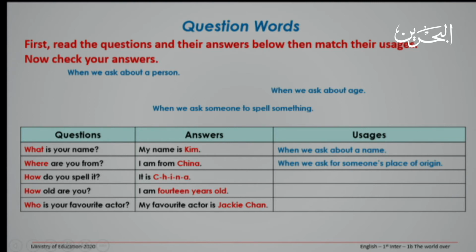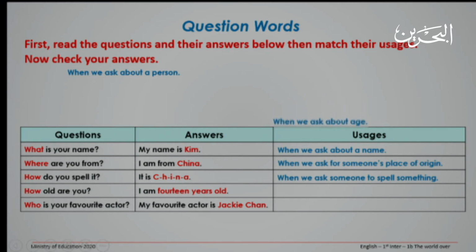For the third one, how do you spell it? The answer is it is C-H-I-N-A. So the answer for this question is when we ask someone to spell something. The next one, how old are you? I'm 14 years old. And this is used to ask about age. And the last one, who is your favorite actor? My favorite actor is Jackie Chan, which is used to ask about a person.